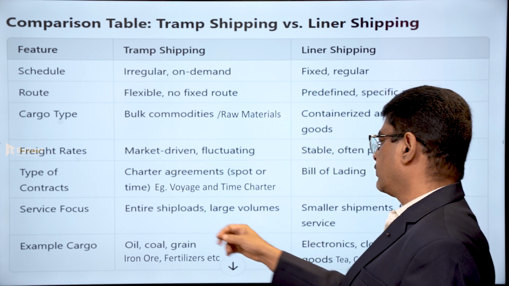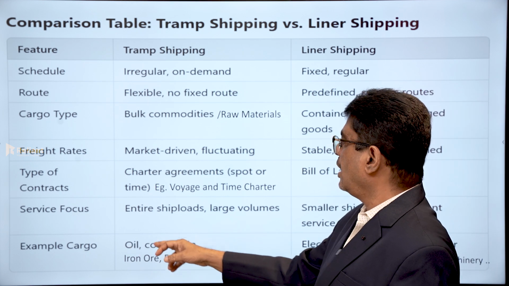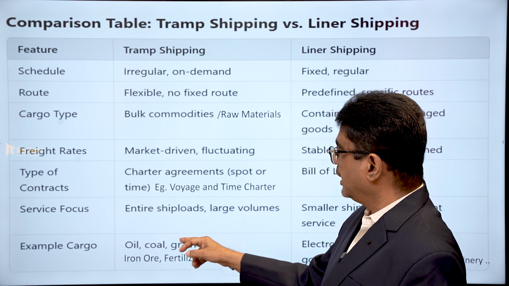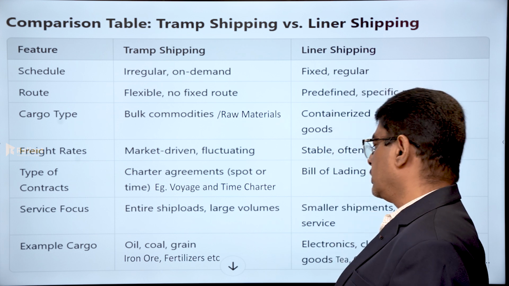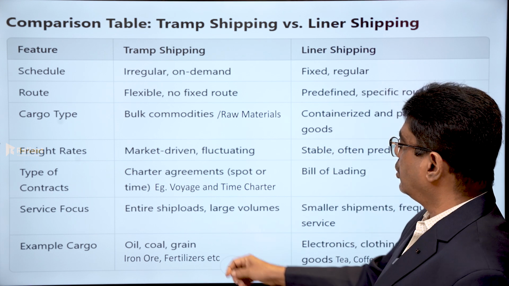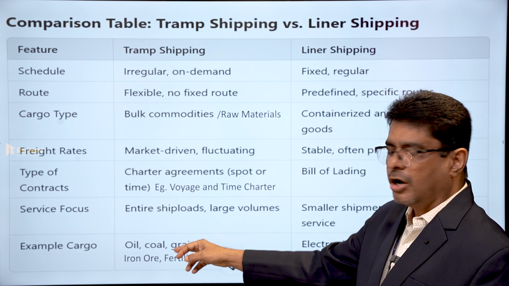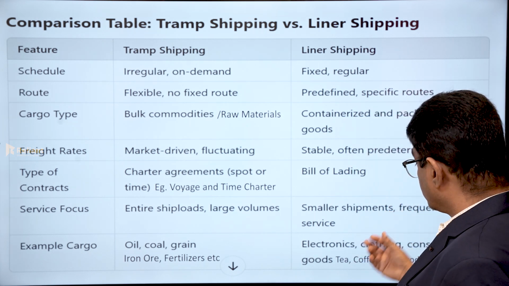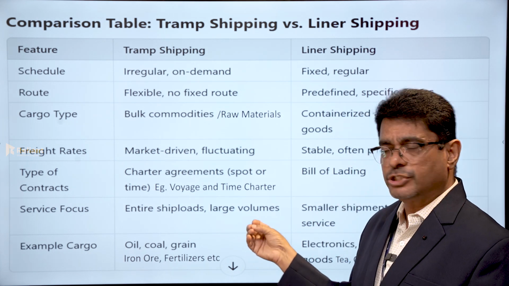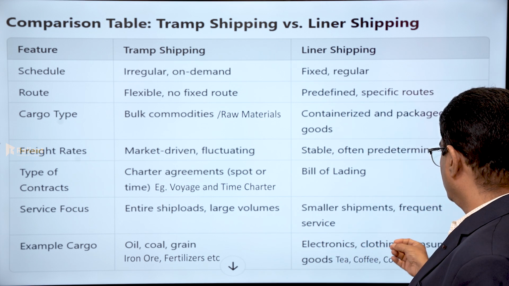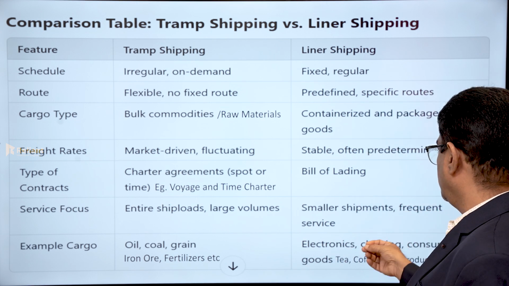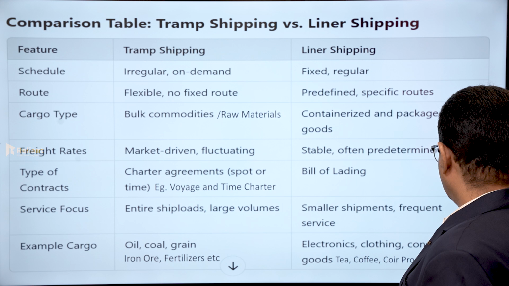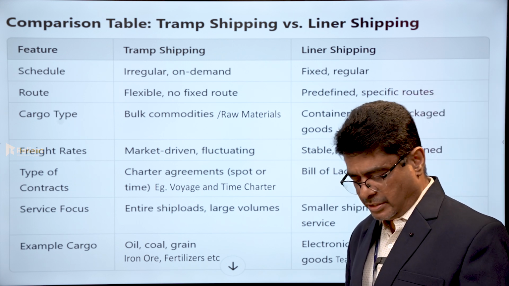And the types of cargo that is used in tramp shipping are oil, coal, grain, iron ore, fertilizers, etc. That is, all these are raw materials or bulk commodities. But in the case of liner shipping, all sorts of semi-finished and finished products like electronics, clothing, consumer goods, tea, coffee, coir products, machinery, etc.